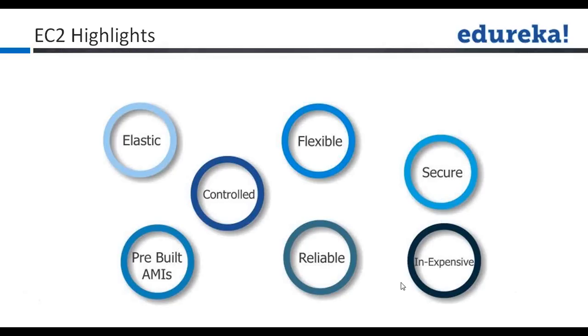So that's how EC2 is different from S3. I hope it clears your doubt. So, Amazon EC2 highlights. What are the main key components of Amazon EC2? It's an Elastic Compute Cloud.